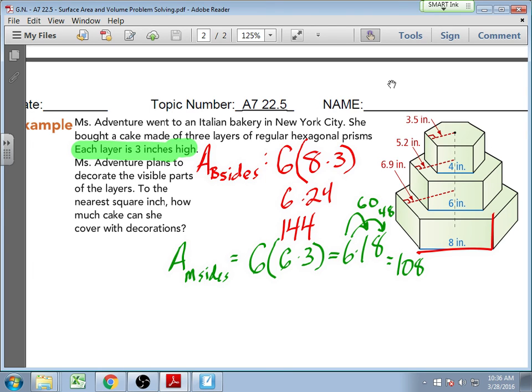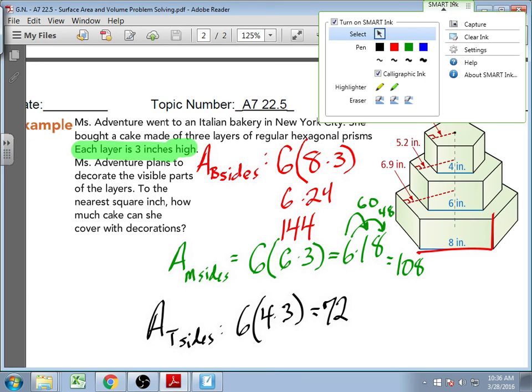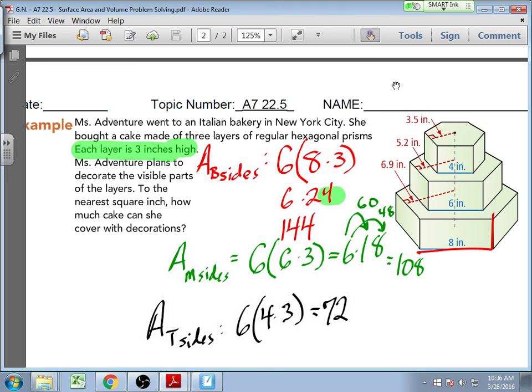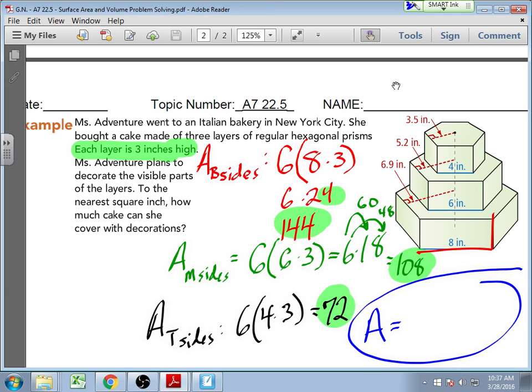Hold on, we're gonna finish this real fast. Then the area of the top sides, 6 times 4 times 3. 4 times 3? 12, 12 times six? 72. So what we need to do is take not just all three of these. Crap, did not mean to highlight that. The 144, the 108, the 72, and the 165.6 from the tops. Because I want all sides and all tops. So 144 plus 108 plus 72 plus my 165.6 from the tops. 479.6. We get a total area of 489.